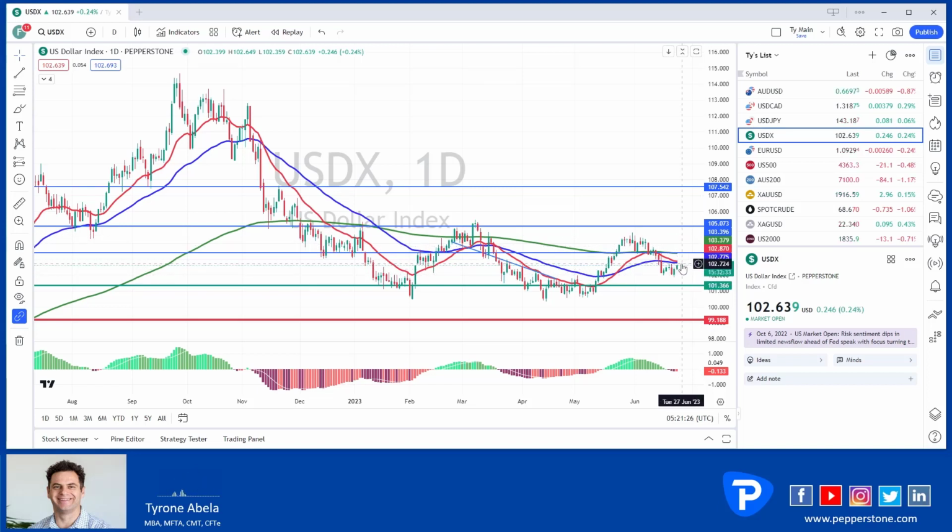If it fails at this point here and fails to break through the moving averages and rolls over again, the obvious target is going to be the 102 flat, and a break of that is going to bring it down to the 101.30 area.